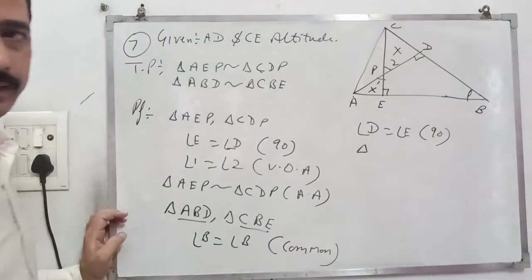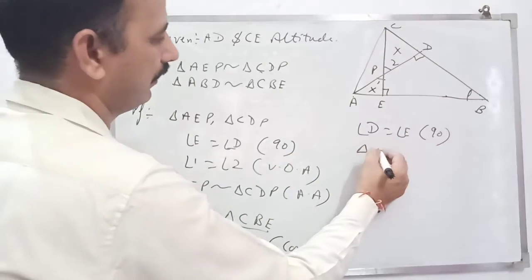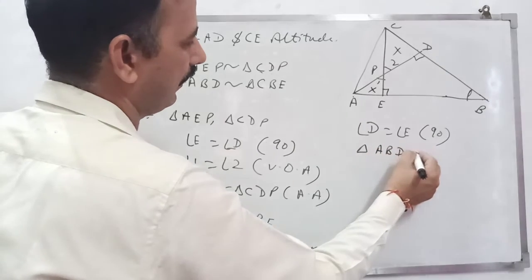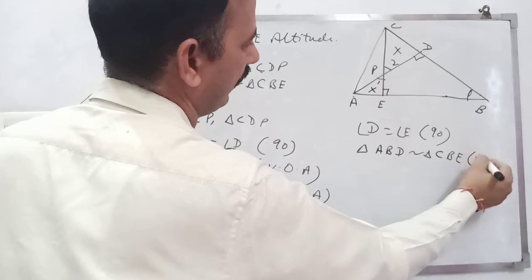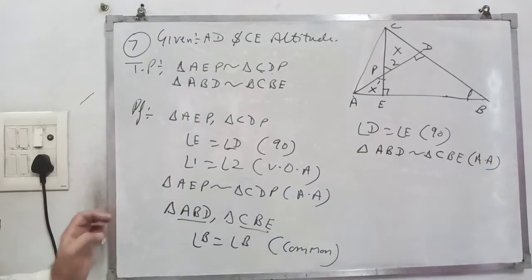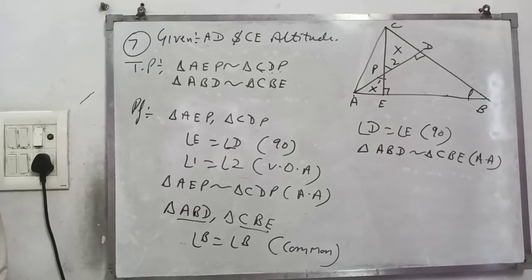So two angles are equal of the corresponding triangles. So triangle ABD is similar to triangle CBE by the AA criterion, right? Now come to the next question.